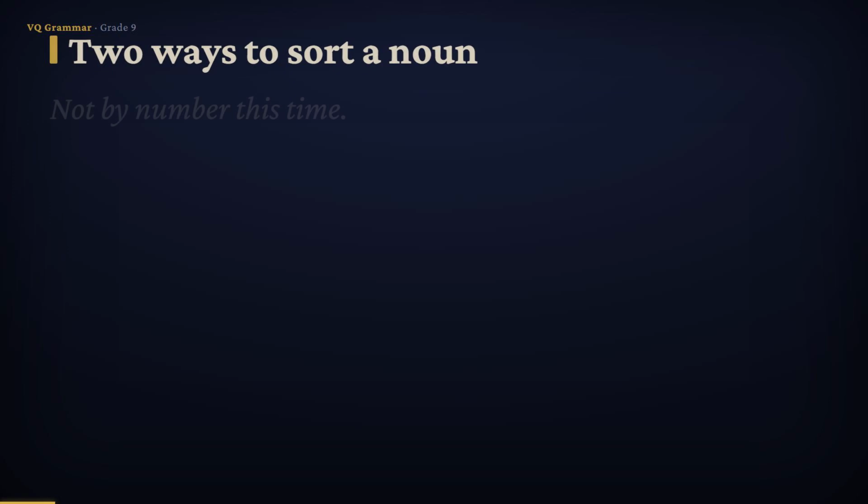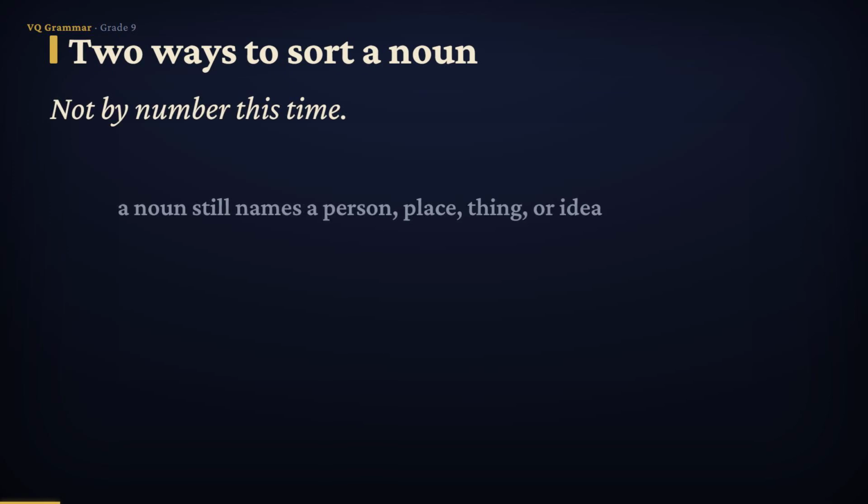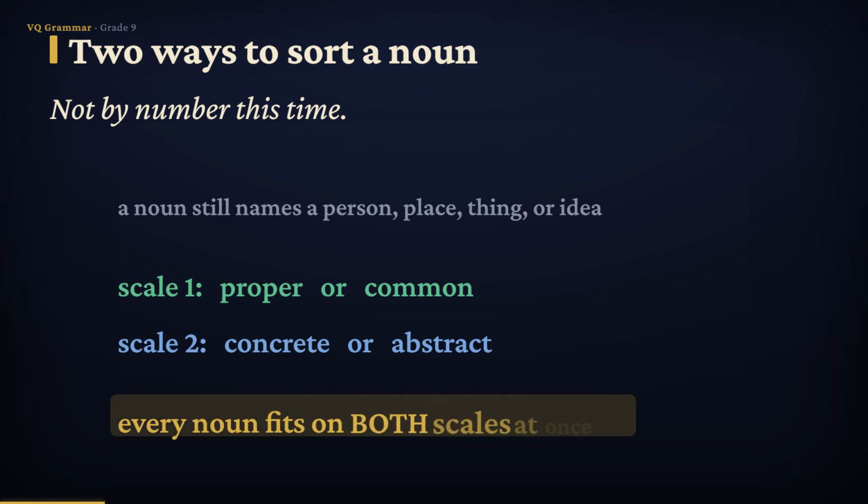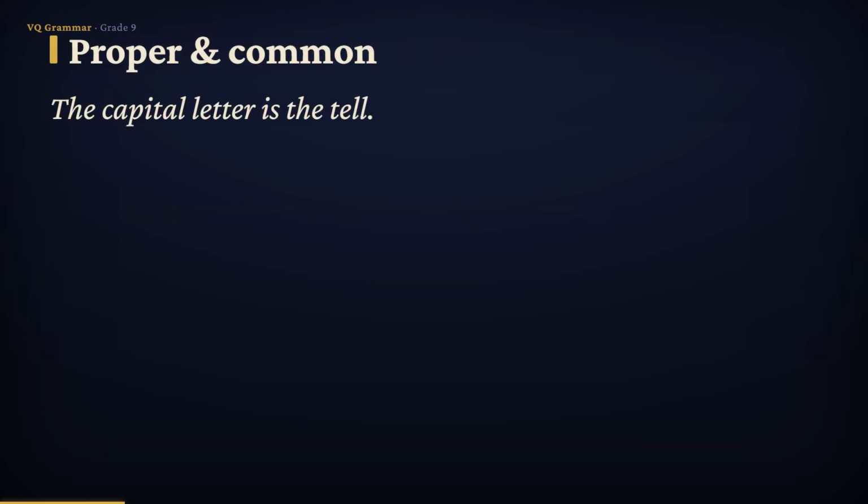Let's find out. Remember, a noun still names a person, a place, a thing, or an idea. That never changes. What changes today is how we sort them. We're going to use two separate scales. Scale 1 asks whether a noun is proper or common. Scale 2 asks whether it is concrete or abstract. And here's the part I love. Every single noun fits on both scales at the same time. So by the end, you'll be giving each noun two labels, not one. Let's start with the first scale.